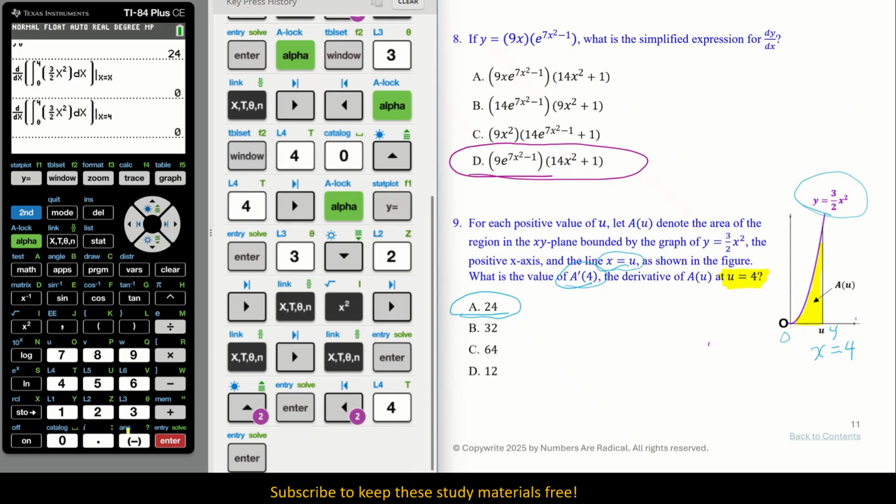They're giving you the information and they're talking about the area. This diagram and everything here, it says that's A of u. That's telling you we're talking about integration. Then it says what is the value of A prime of 4, the derivative where u equals 4. So they're asking you to use that to calculate the integral from 0 to 4. So you have to know what you're looking at.